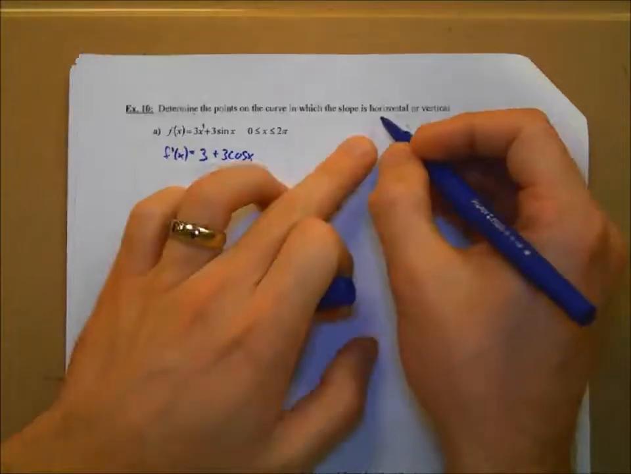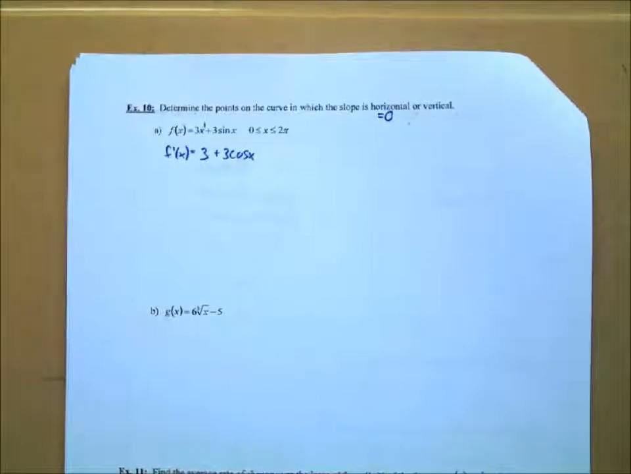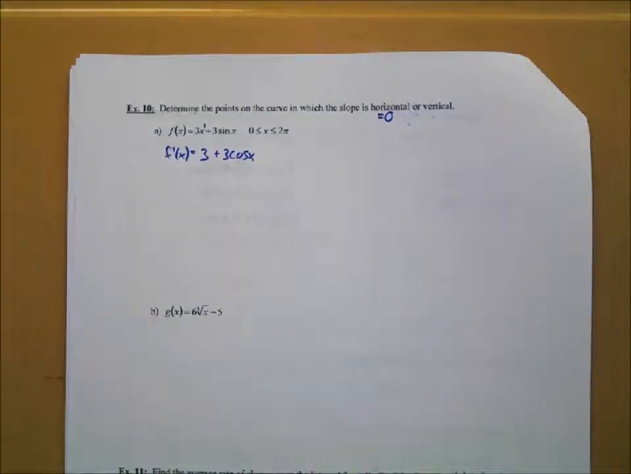We have this thing that describes the slope of the curve at any point x. But we don't want to just find the slope for any particular point. We want to find specific slopes. When the slope is horizontal. What's the numeric value of a horizontal slope? 0. So we want to know when our slope equals 0. Or vertical. What's the numeric value for a vertical slope?